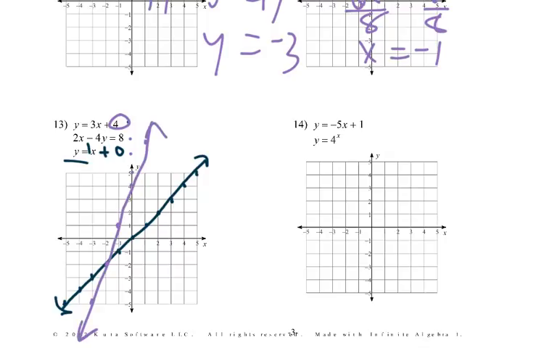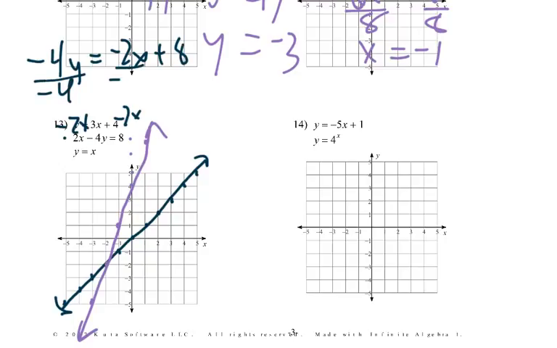Now, that last one, I would have to turn it to slope-intercept form, so I'd subtract 2x from both sides. So 4y equals negative 2x plus 8. Divide by negative 4 on everything, and I get y equals positive 1/2 x minus 2. So go down to negative 2. Then we go up 1 to the right 2, or down 1 to the left 2.